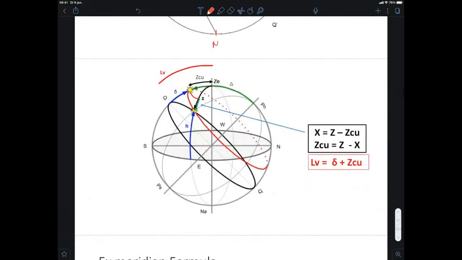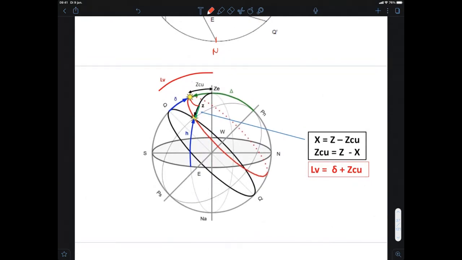Voilà, here this is represented again in another way with a normal spherical triangle that we use. Again, you see here Z at culmination and Z before culmination, and x, the green line here, is the zenithal distance before culmination minus the zenithal distance at the moment of culmination.